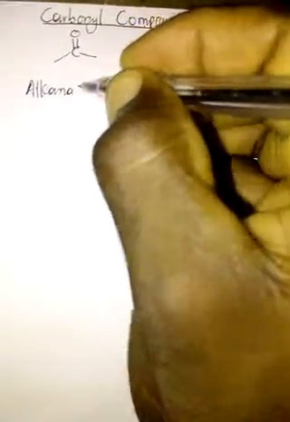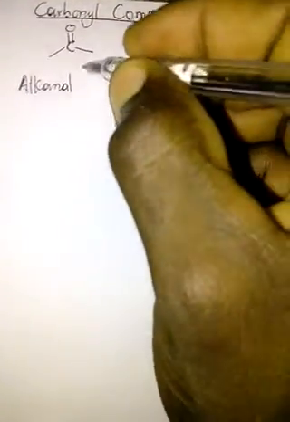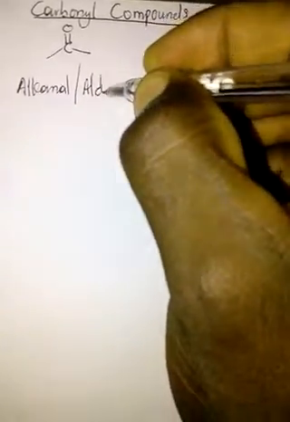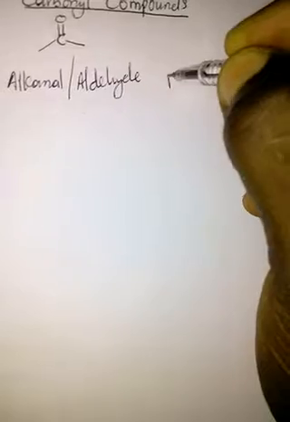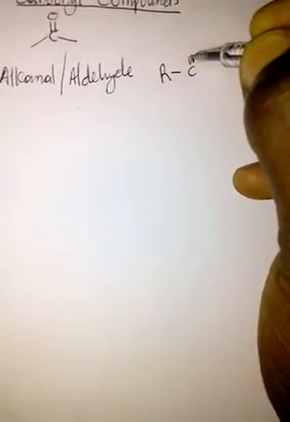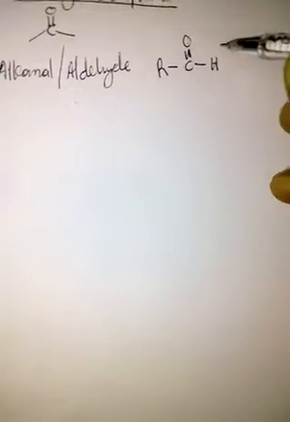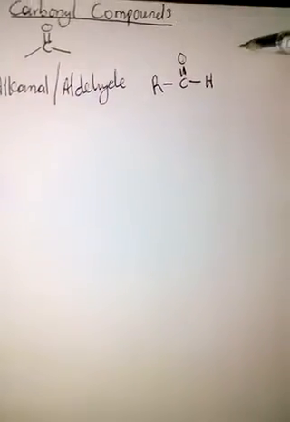Examples of these compounds are, we have the alkanal, otherwise known as aldehyde, forming something like this. And this is called RCOO, where anything can be attached to this place to differentiate each compound. This is called the halide group, acyl rather, acyl group.